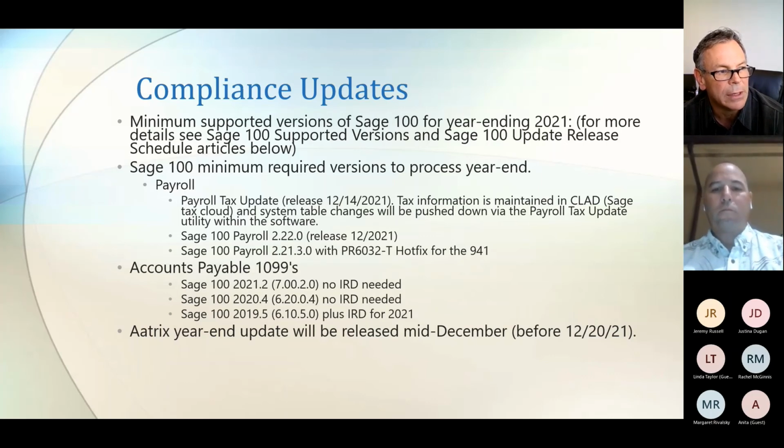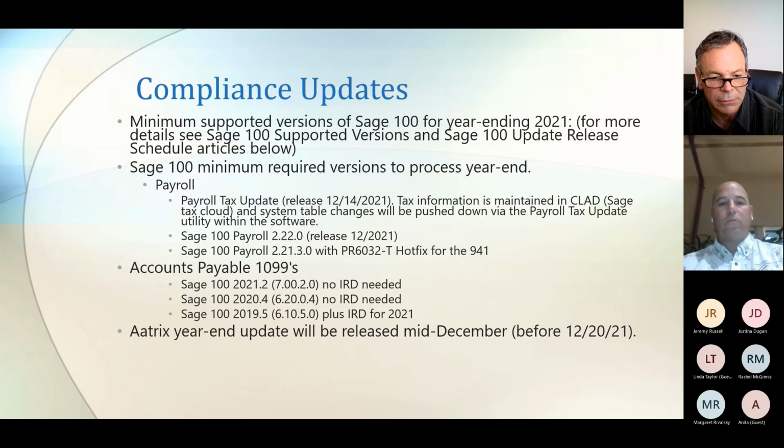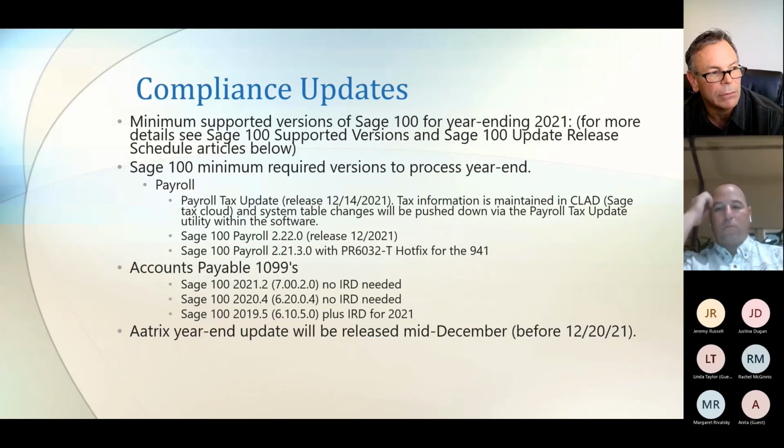And in addition to that, if you're on 2019.5, there's also going to be a year-end update that we have not received yet. And then there will be an Atrix update that's part of that. Atrix is actually the third-party software that integrates into Sage that generates the forms. It's actually the tool that we use to print the W-2s, 941s, and 1099s. And there's going to be a year-end update on that.